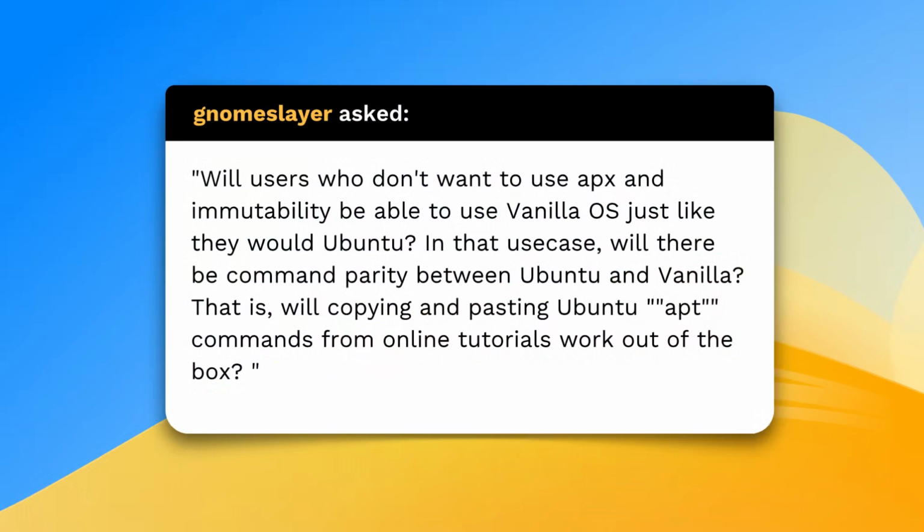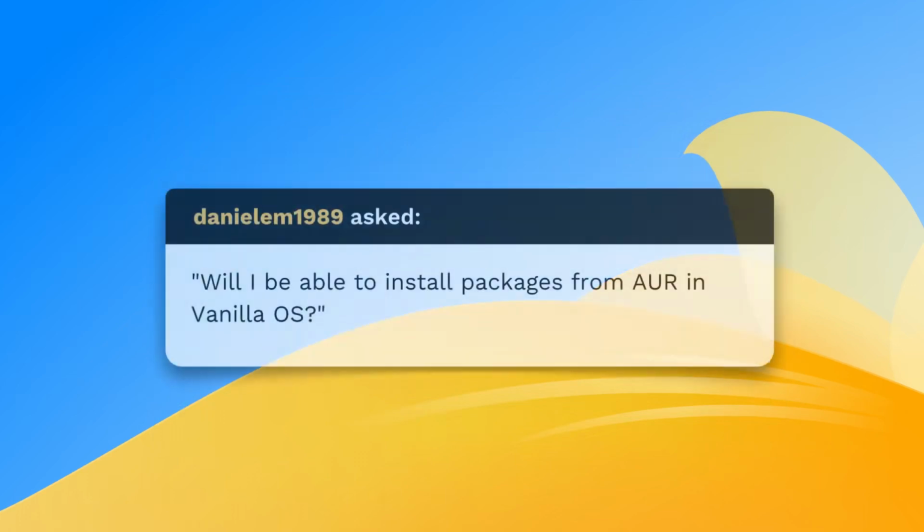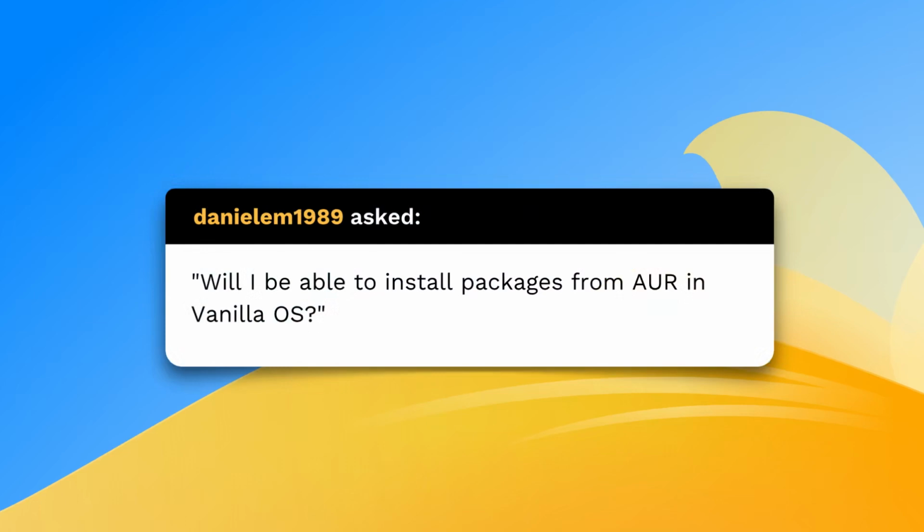Will users who don't want to use Apex and immutability be able to use VanillaOS just like they will use Ubuntu? In that use case, will there be a command parity between Ubuntu and Vanilla? That is, will copy-pasting Ubuntu apt commands from online tutorials work out of the box? Use Ubuntu, we guess. You should never copy and paste commands randomly. By the way, you can still do it during a transaction. What will be the default, Pipewire or Pulse Audio? It is Pipewire. Will I be able to install packages from AUR in VanillaOS? Sure, as explained before, you can install packages from AUR and Fedora as well.